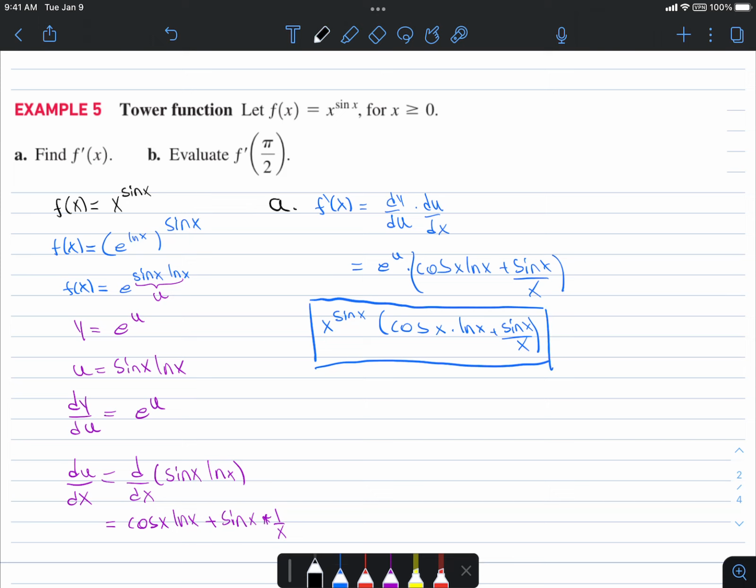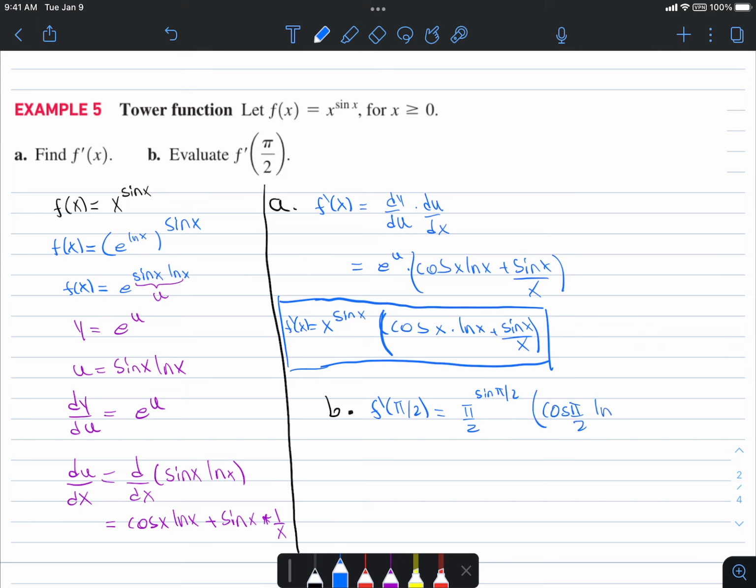Part B is asking me to calculate what's f prime of pi over 2. So I just plug in pi over 2 into this top function, because remember this was f prime of x. So if I plug in pi over 2, I'll get pi over 2 raised to the sine of pi over 2, times cosine pi over 2 ln pi over 2 plus sine pi over 2 over pi over 2.